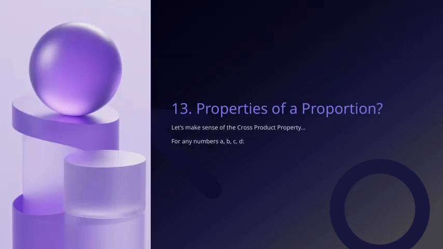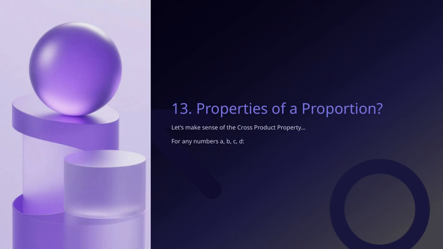Let's make sense of the cross-product property. For any numbers A, B, C, and D, this property helps us understand when two ratios are equal. Essentially, it tells us that if A over B equals C over D, then the cross products, which are A times D and B times C, must be equal. This is a powerful tool because it allows us to solve proportion problems more easily. Remember, the key idea here is that the equality of ratios is directly connected to the equality of their cross products. This concept is fundamental in understanding proportions and solving related equations, which ties back to our overall goal of mastering proportional reasoning.